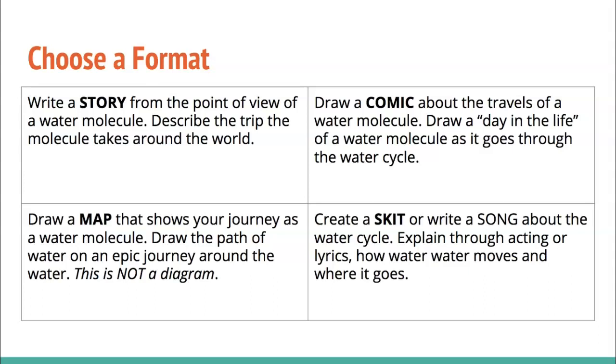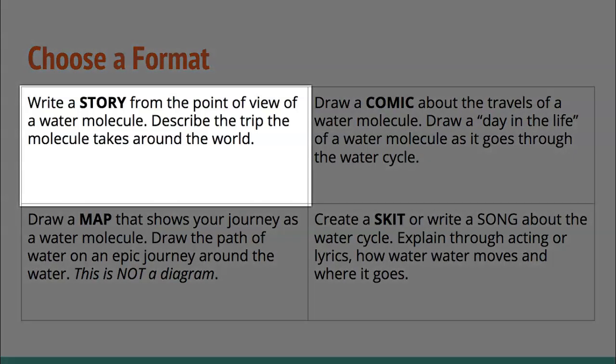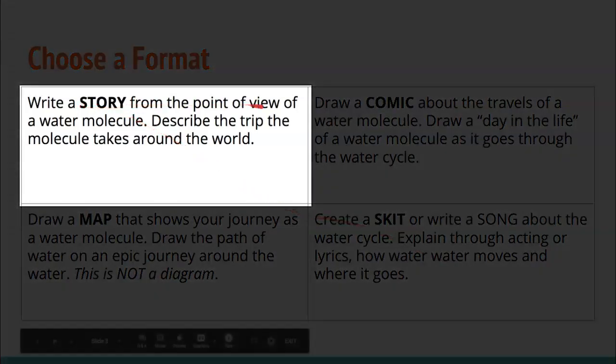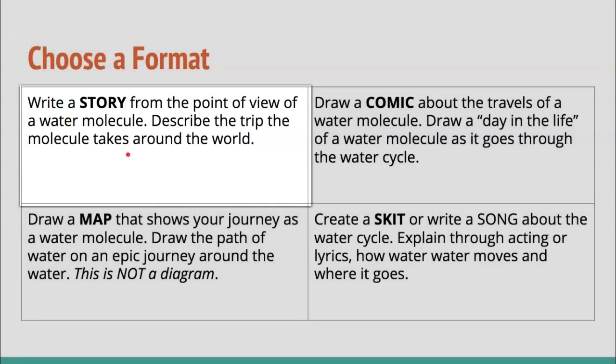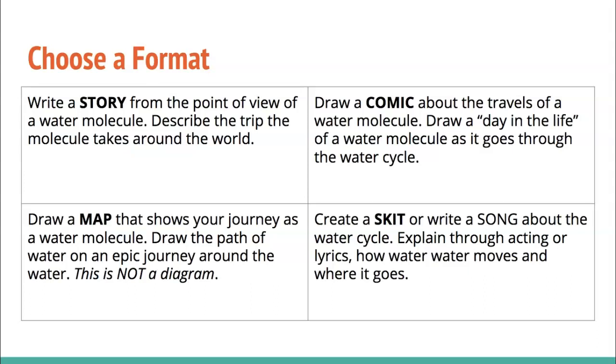The first thing you're going to want to do is choose a format. These are 4 options. You do not need to choose from one of these options, but it might be a good place to start. You might choose to write a story from the point of view of a water molecule. Describe the trip the molecule takes around the world. So imagine you're a water molecule in the ocean. How could you go through the water cycle, and what would your story look like?